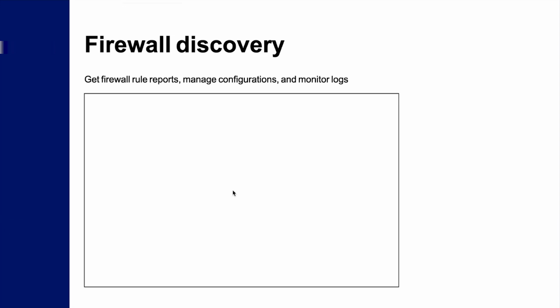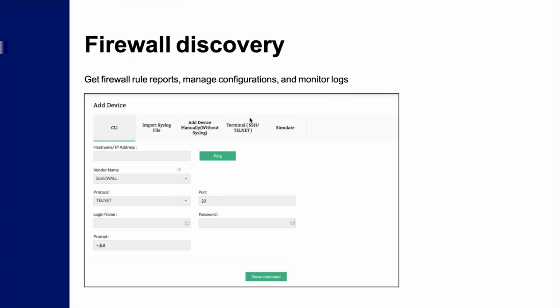To do that, you have two options basically. You can either forward syslogs from your firewall to OpManager Plus directly, or you can download a syslog file and import it into OpManager Plus. I'll show you both of these processes very quickly because we are running out of time right now. So we'll just show it to you briefly.